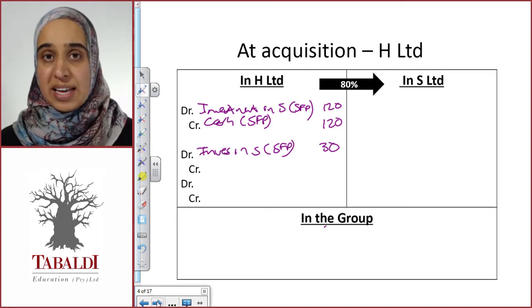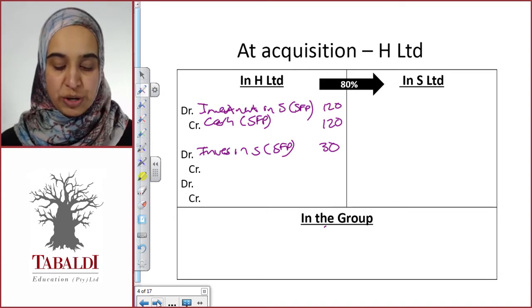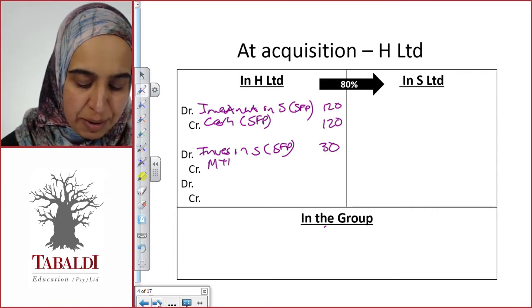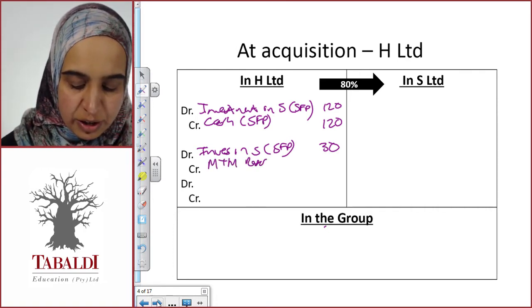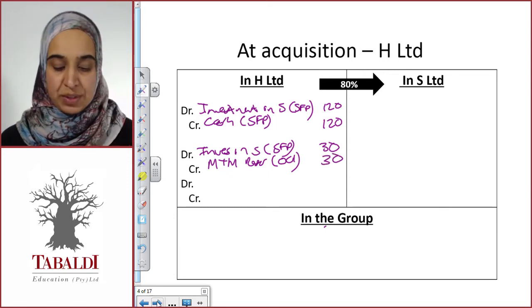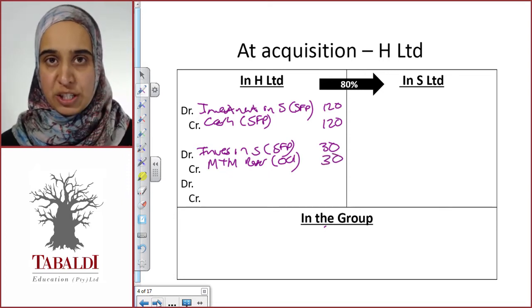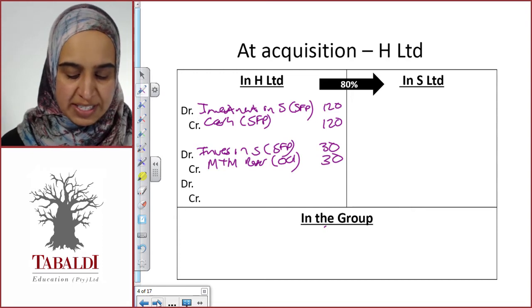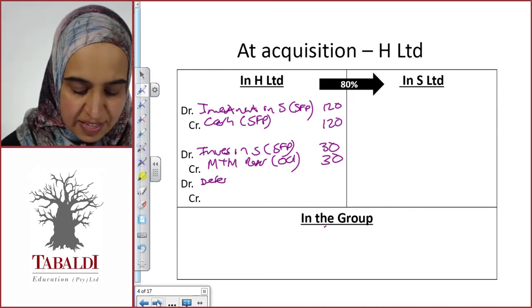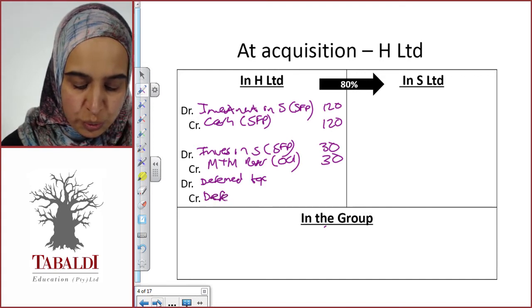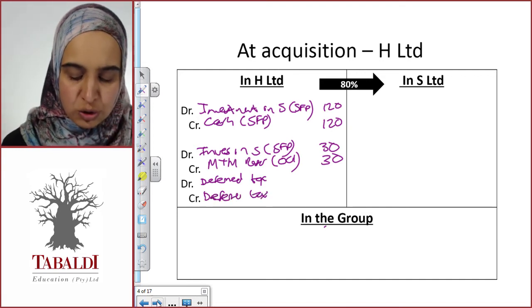Now, because we have chosen to record the fair value through OCI, our credit is going to be our mark-to-market reserve, and that is going to be through OCI, and it's going to be for the 30. Now, as soon as we have revaluations or fair values, then we need to consider the deferred tax. You should always just be writing out the journal entry, debit deferred tax, credit deferred tax, and then I'll show you a quick trick about how to allocate to which statement this deferred tax is going to go to.